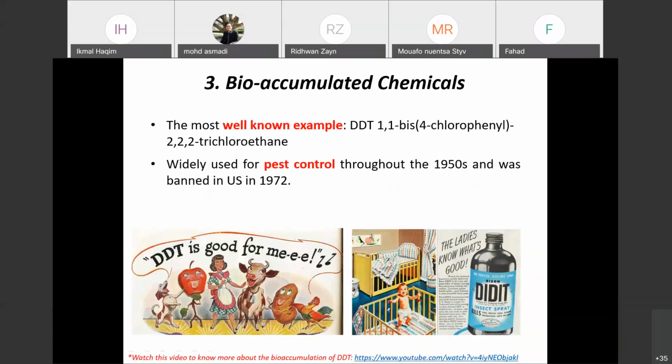So the third one is bioaccumulated chemicals. Well known is DDT, used for pest control. This is a very famous one. DDT remains for some time. It's going to take some time to disappear because it accumulates in the soil, as well as in plants.